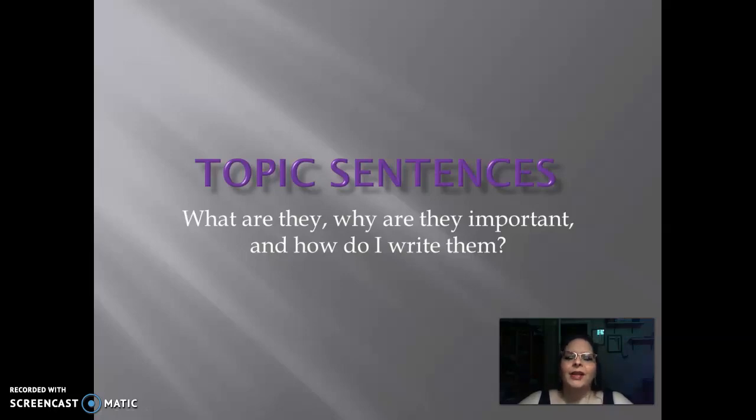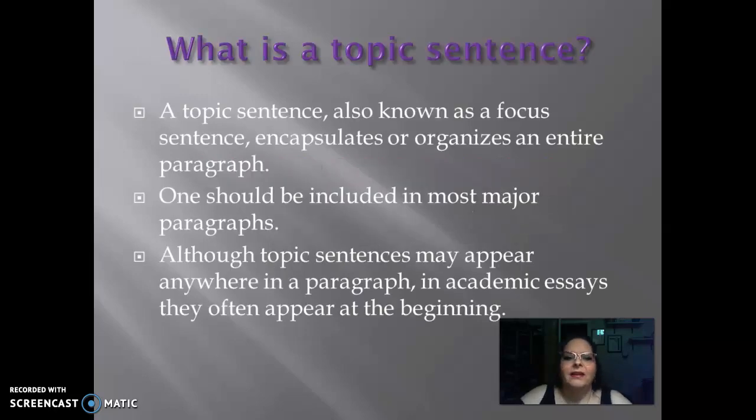Hi, I am Dr. Tamara Harville, and I am going to talk to you about topic sentences today and why they're important for us, why we write them in papers. What exactly is a topic sentence? It's known as a focus sentence, and it helps encapsulate or organize the entire paragraph. Every paragraph should have a topic sentence.